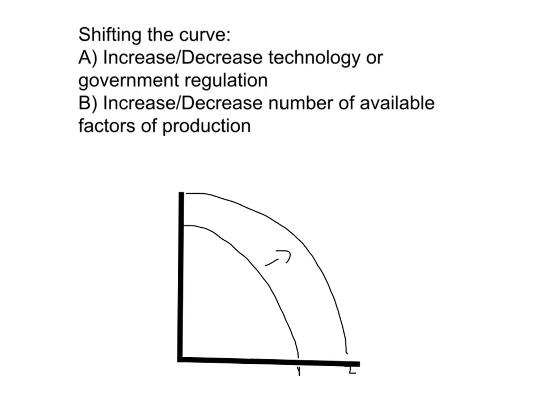And if we have a decrease in the number of resources, let's say a lot of Americans decide to move to Canada or some other foreign country, we're going to be less able to produce, even at full efficiency. So the blue line indicates a decrease in production possibilities. We are now able to produce less total goods.